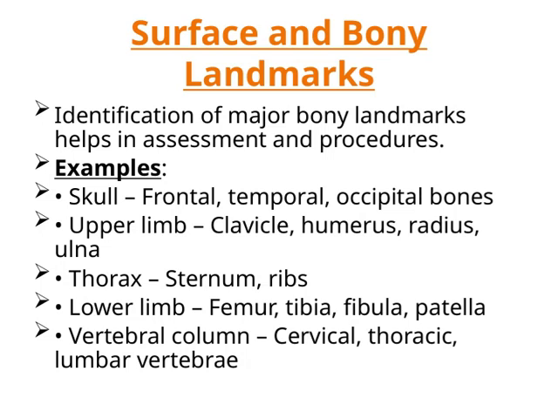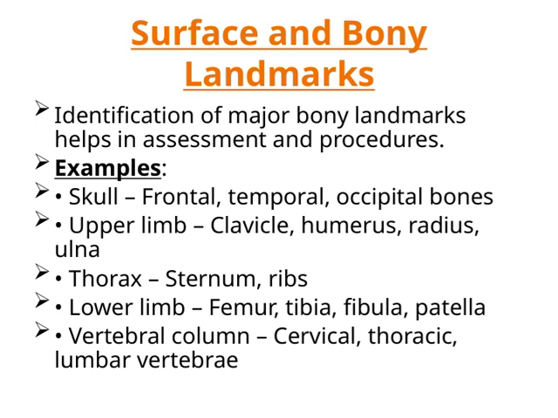Understanding the major bony landmarks is crucial because they play a key role in assessment and various procedures. For example, when we look at the skull, landmarks like the frontal, temporal, and occipital bones help us identify specific regions and guide surgical or clinical interventions. Moving to the upper limb, bones such as the clavicle, humerus, radius, and ulna are easily palpable and serve as important reference points.